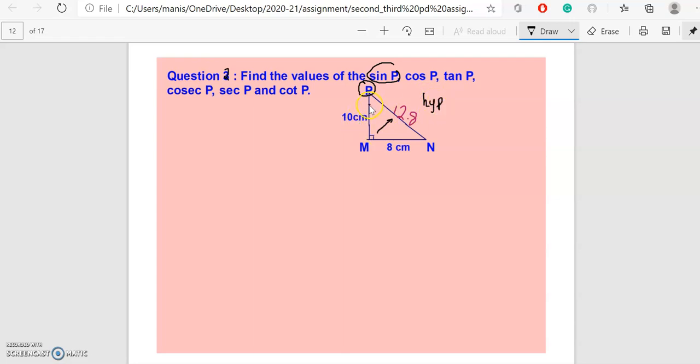Now we need to find the opposite side. So let's go over here. Is this the opposite side? No, it cannot be. It's the adjacent side. Which side is left? Tick, tick, tick, tick, tick. Straight away, it's your opposite side.